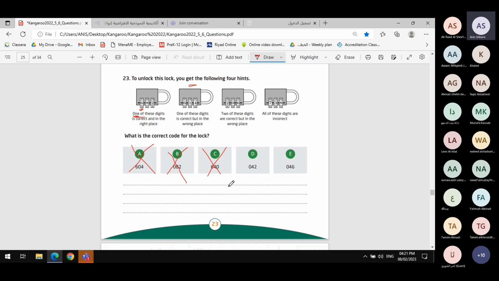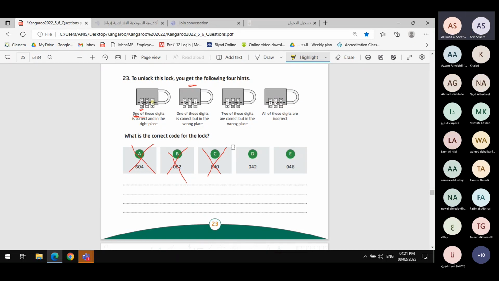Go for D. Let's try the D. D. One of these digits is correct and in the right place. Okay. So which one? And it's the 2. Okay. So we are done with the first one. Let's go to the next one. One of these digits is correct but in the wrong place. Okay, compare them.